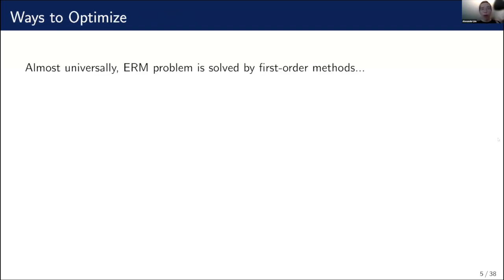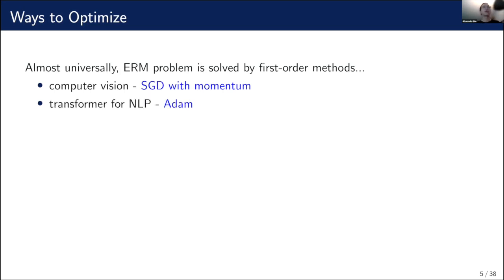So there are ways to optimize it. There are so many methods: zeroth order methods, first order methods, second order methods, higher order methods, and so on. But almost universally, it is solved using the first order methods. In computer vision, the common type of first order method is stochastic gradient descent with momentum. Transformers usually use ADAM to solve it. The recommendation system uses Adagrad.